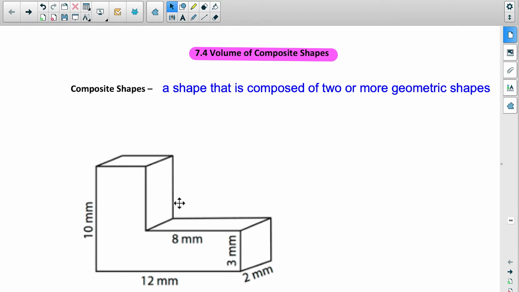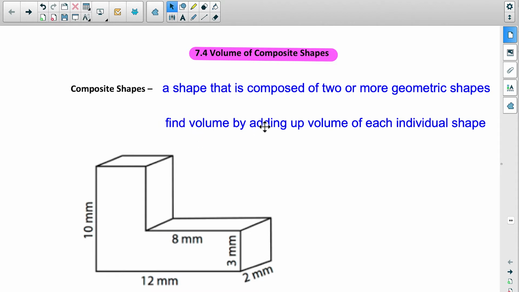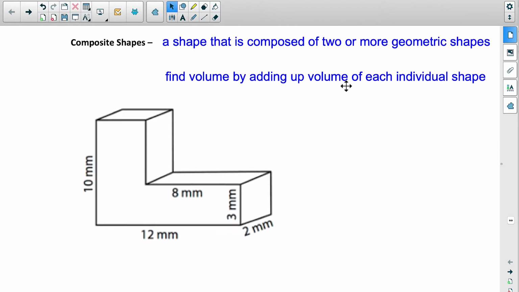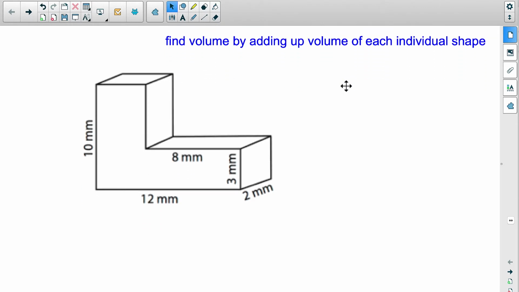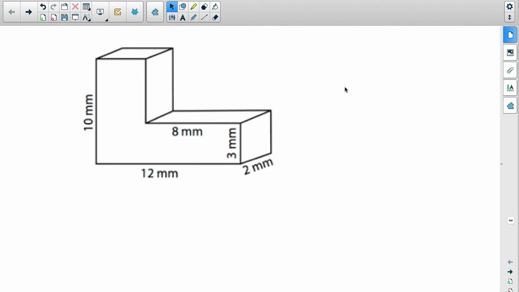So this is a composite shape because it looks like one rectangular prism attached to another rectangular prism. So how do we find the volume of something like that? There's not really one formula for this shape, but what we're going to do is find the volume of the individual shapes and then just add them together. It's not too bad. When we do surface area, it's a lot harder to get the surface area of composite shapes, but volume's not too bad.